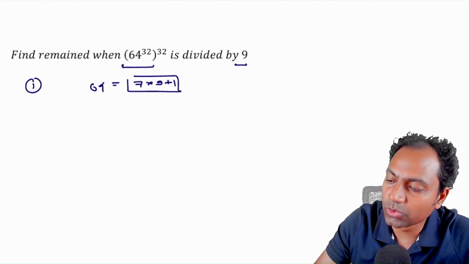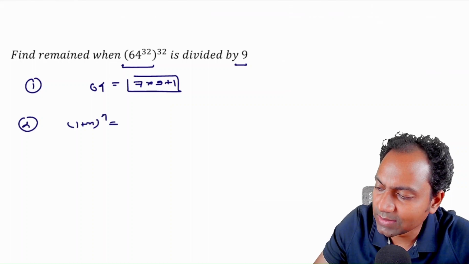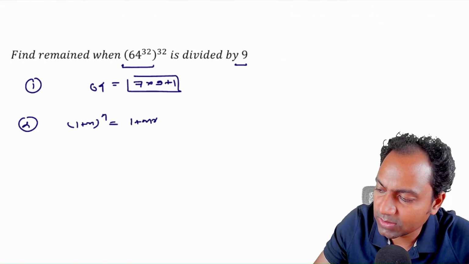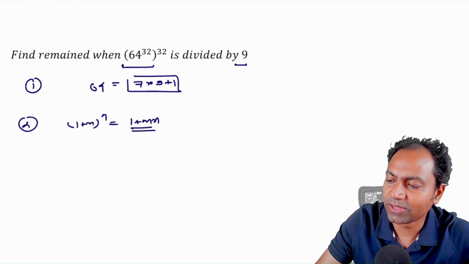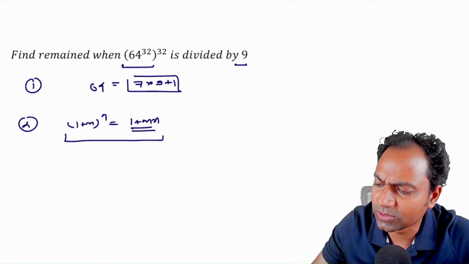And once I do so, in the next step, I have a very simple property that if we have (1 + x) raised to the power n, it can be expressed as 1 + mx. You can verify this property by applying the binomial theorem. So there's nothing complex about this question or this property.